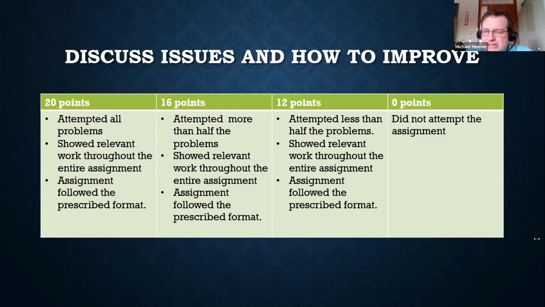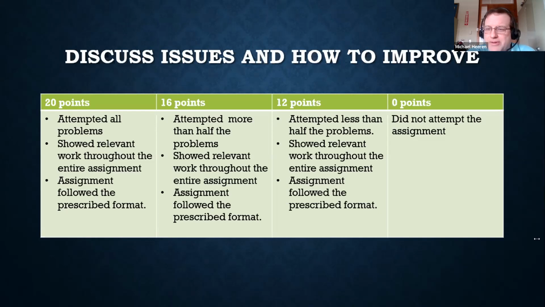Yes, Sarah says, yep, exactly. Yeah, and the 16 and the 12 are nearly identical. Okay. There's a little bit of difference, if you look at the more than half and less than half. So I have a question. What if the student attempted exactly half? Where does that go?